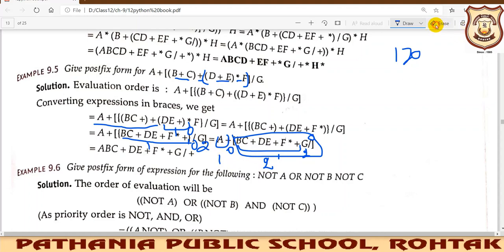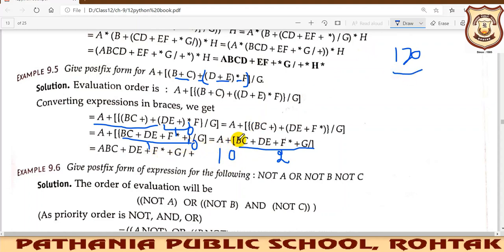Okay, let me show it again to you so that it may become more clear to you. There should not be any confusion. So for that what you need to write, this will be your operand 2. This is your operand 1, and this is your operator. Follow this rule again, operand 1.